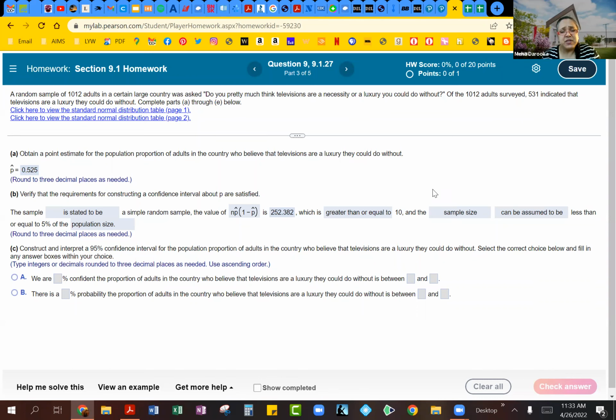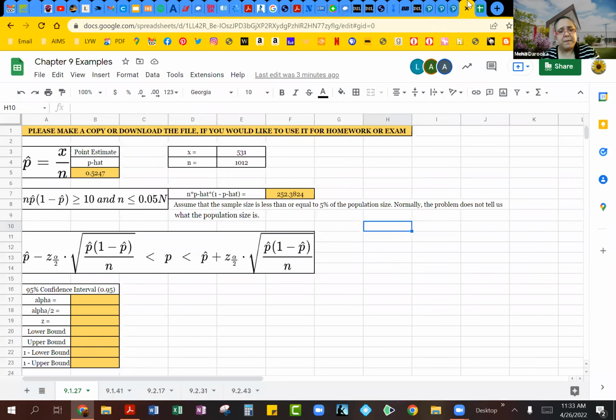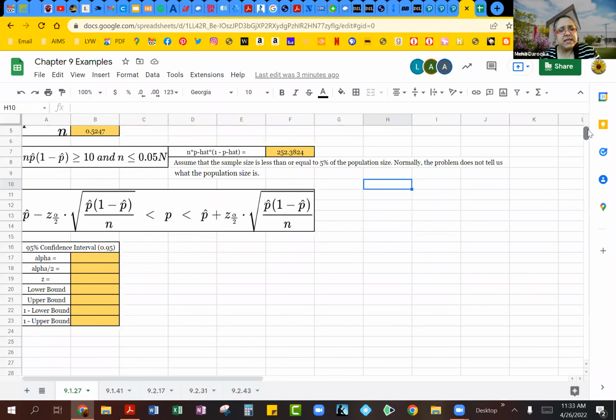So they're telling us to construct and interpret a 95% confidence interval for the population proportion of adults in the country who believe that televisions are a luxury they can do without. So for this one, we will actually come back to our Google Sheets here. So as you can see, we have a 95% confidence interval. They're telling us that in the problem.